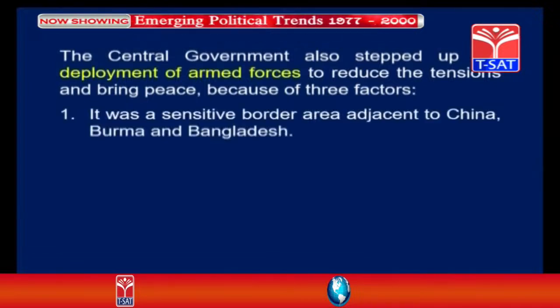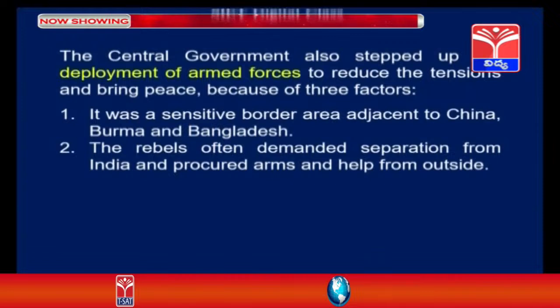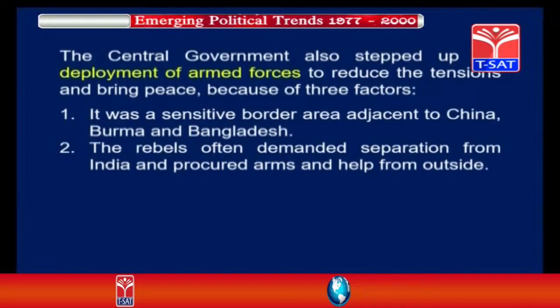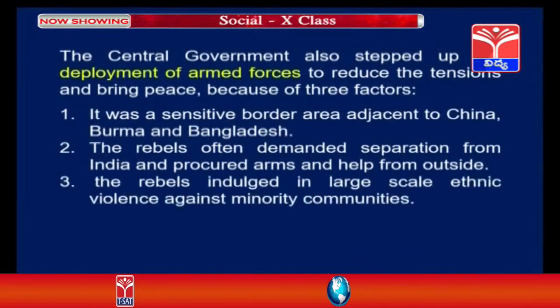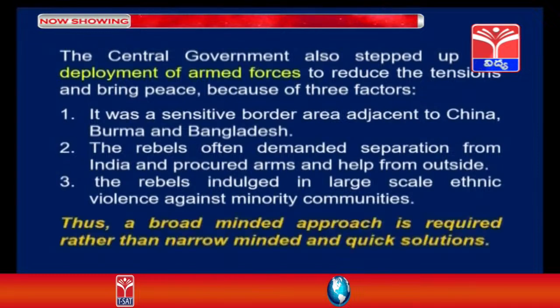What are those three? It was a sensitive border area adjacent to China, Burma and Bangladesh. And the rebels often demanded separation from India and procured arms, that means weapons, from outside. They started getting weapons from other countries, and the rebels indulged in large-scale ethnic violence against minority communities. In Assam, a broad-minded approach is required rather than narrow-minded and quick solutions.